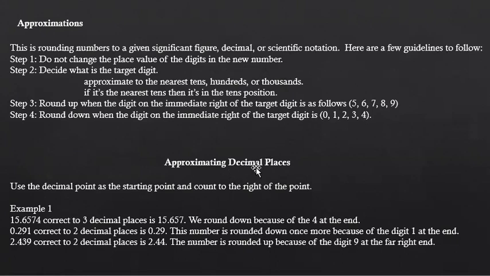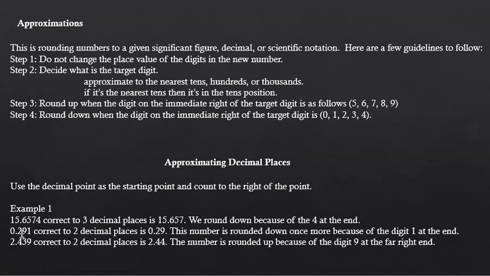We're going to start by approximating decimal places. You want to use the decimal point as a starting point and count to the right of the point. All right? So 15.6574, correct to 3 decimal places, is 15.657. We started at the decimal point, so we get 6574. Coming back to this rule, it is in the category where we have to round down, so it's 4, therefore we get 657, right?